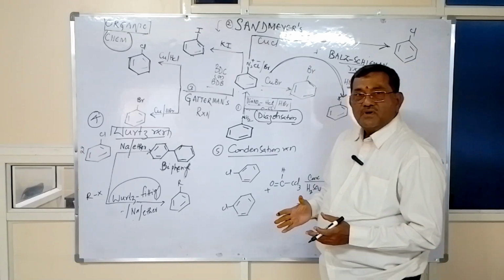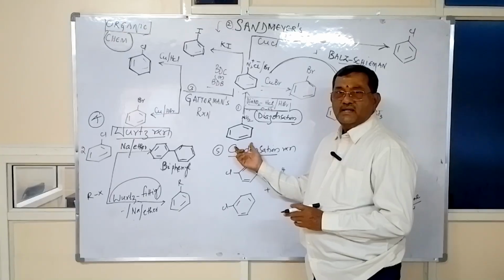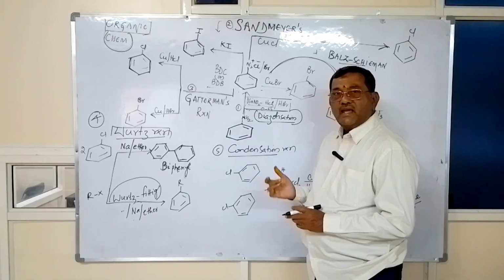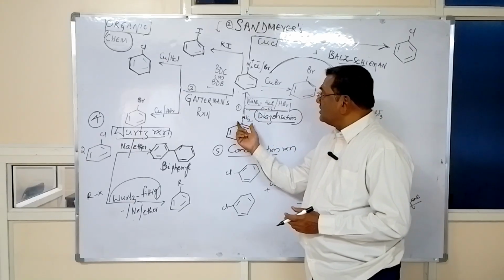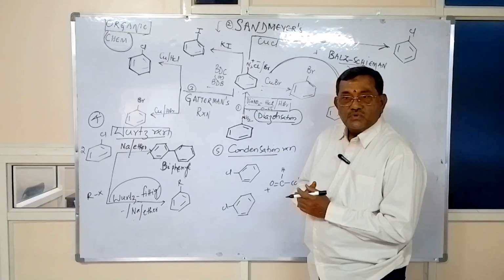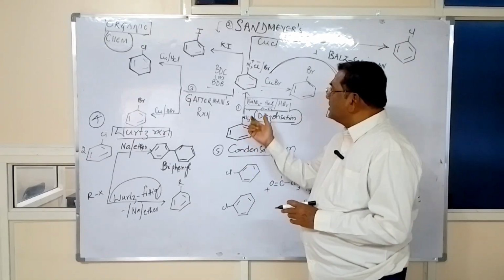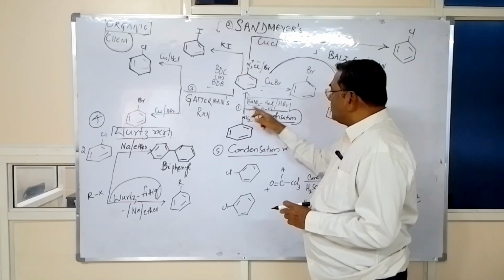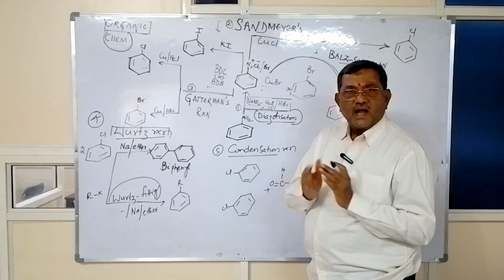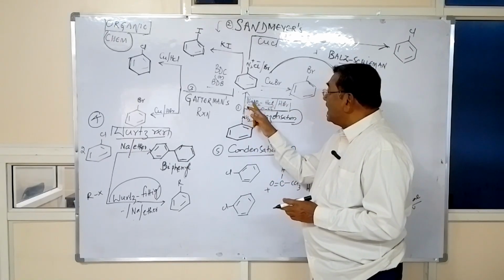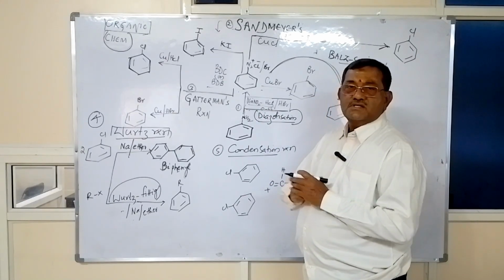Listen children, when we do this part, aniline is going to be the starting material. Aniline is subjected to the diazotization reaction. Diazotization means conversion of the amino group into diazonium chloride or diazonium bromide. The diazotization agent is NaNO2 and HCl at 0 to 5 degrees Celsius, children.